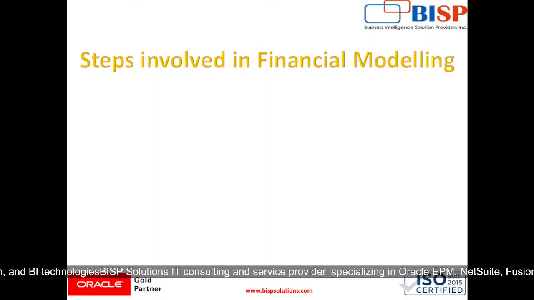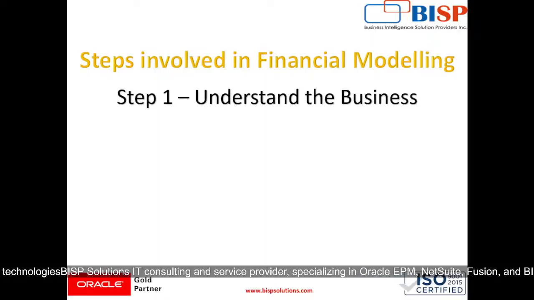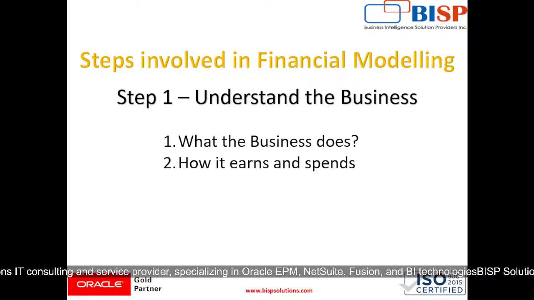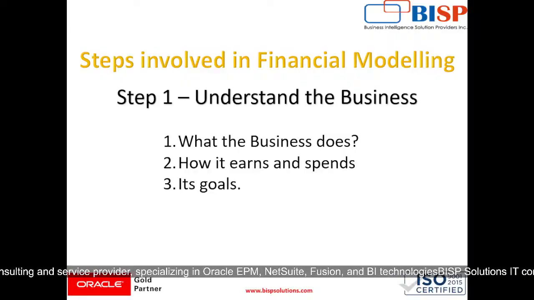The steps involved in financial modeling: the first step is to understand the business, which means we should know what the business does and how it earns and spends and its goals. So for example, if we are modeling a coffee shop, we should understand how many coffees are sold per day, what rent and salary cost there is, etc.